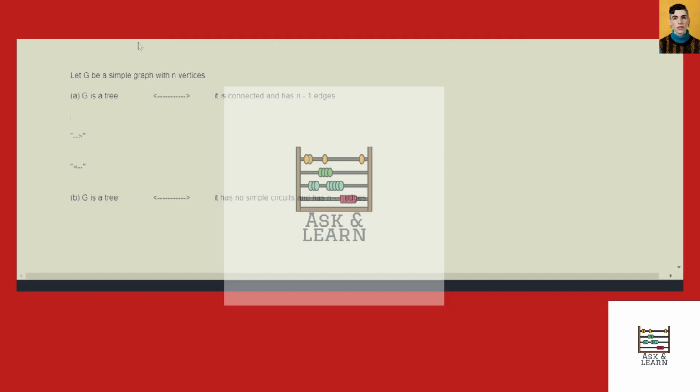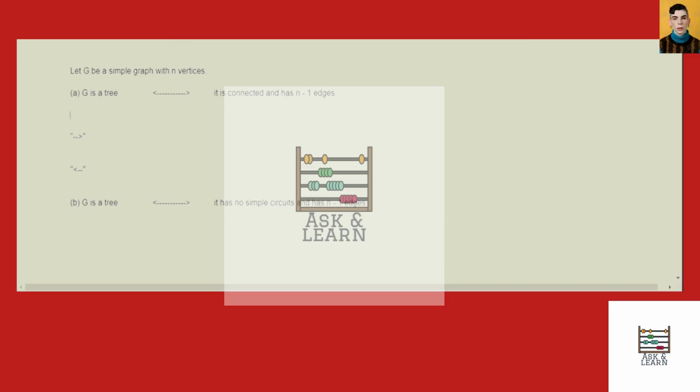Okay, so for this problem, it's saying that G is a simple graph with n vertices. So part A is saying that G is a tree if and only if it is connected and has n minus 1 edges. Because it's an if and only if, there's going to be two parts to this proof. There's going to be a going from the left to right statement, an if-then statement. The second half of this is going to be an if-then going from right to left.